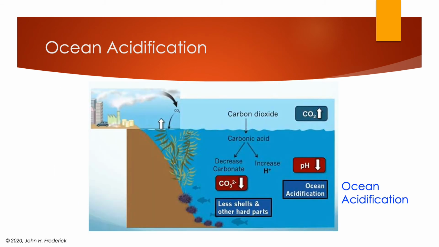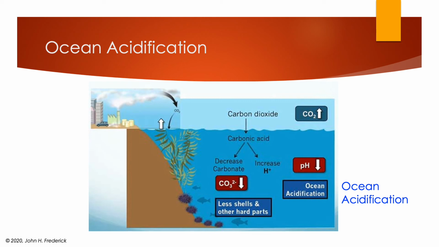Let's shift gears now and talk a little bit about the ocean. Carbon dioxide in the air gets absorbed into the ocean, and when it gets absorbed and becomes in solution, it forms carbonic acid there, and it's going to increase the acidity of the ocean, and in doing so it also decreases the carbonate. So as acidity increases due to increased carbon dioxide levels, the pH goes down.